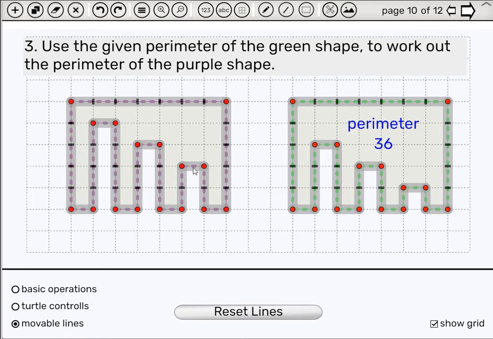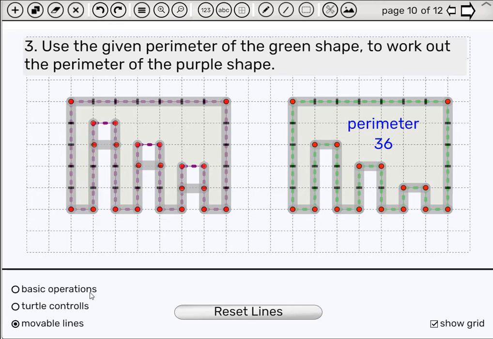We can move down these 3 segments, 1, 2, and 3. And we can see that the left shape has 1, 2, 3, 4, 5, 6 extra units. So the perimeter is 36 plus 6, 42. Since the goal of the lesson is not simply to reach the correct answer, but to promote flexible thinking, we can show the students another solution if none of them thought about it.